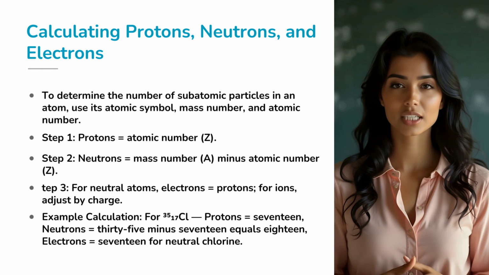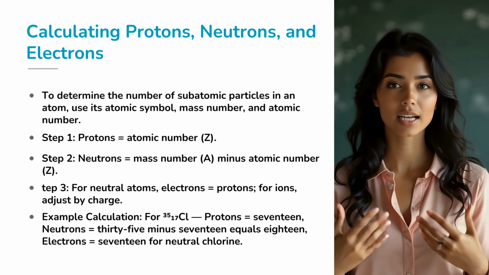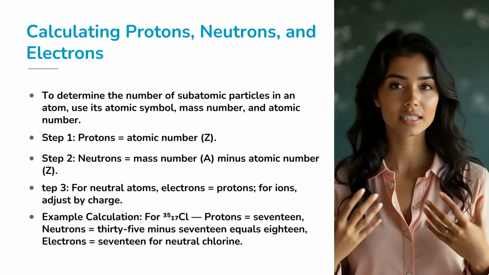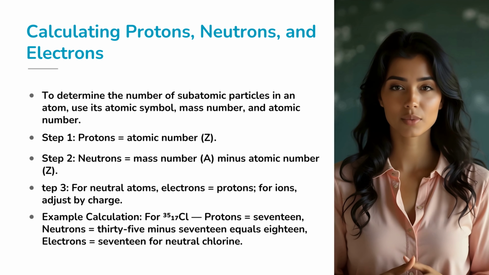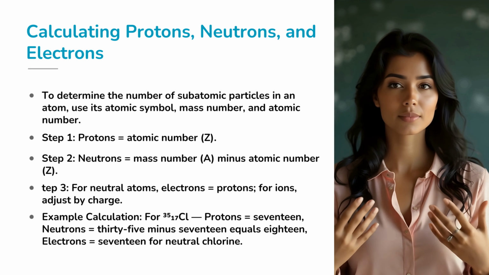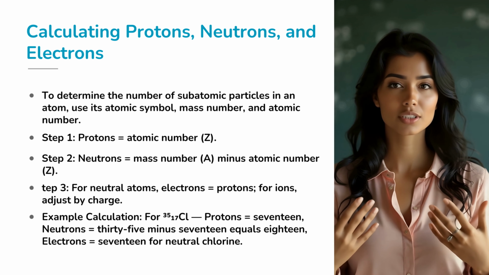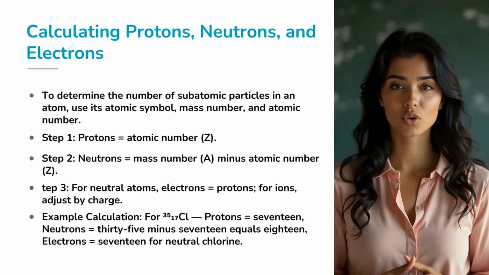Let's try a real calculation, step by step. Suppose we have chlorine, shown as Cl with 35 as superscript and 17 as subscript. Step 1, the number of protons equals the atomic number, so 17 protons. Step 2, the number of neutrons equals the mass number minus the atomic number, 35 minus 17 equals 18 neutrons. Step 3, for a neutral atom, the number of electrons equals the number of protons, so 17 electrons. So, chlorine atom, 17 protons, 18 neutrons, 17 electrons.